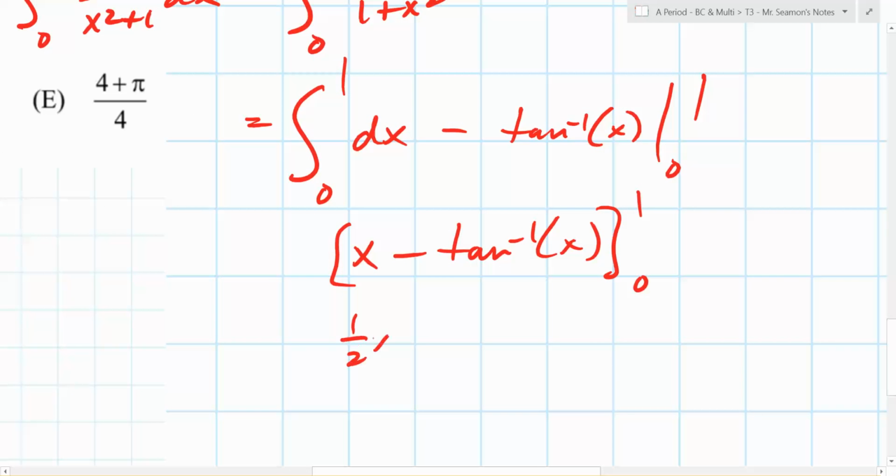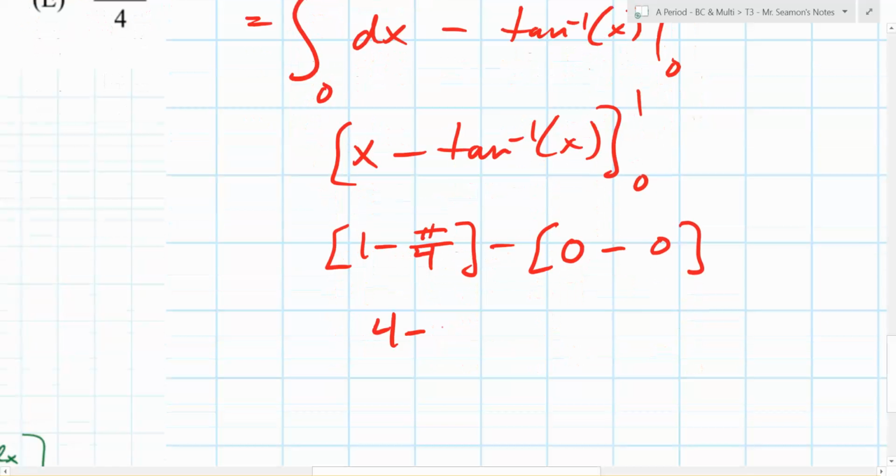So then when you do this out, what do you end up with? What, 1/2 x squared, don't integrate again, sorry. What's tan inverse of 1? Pi over 4, right? So what is this? 1 minus pi over 4 minus 0. Tan inverse of 0 is 0, right? Yeah. 0. So then what do they have here? So this is just 4 minus pi over 4.